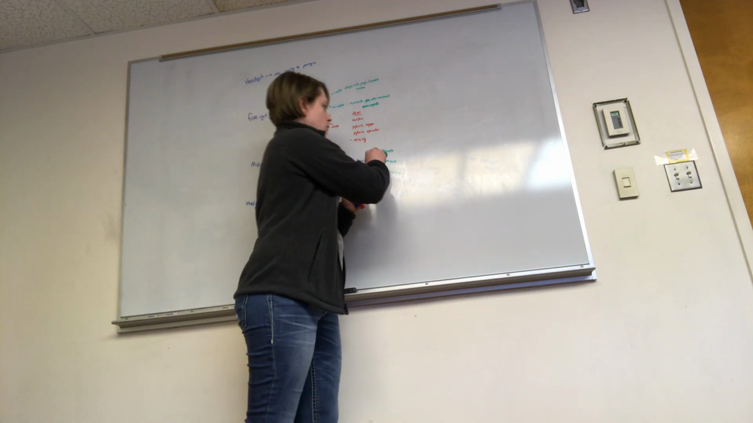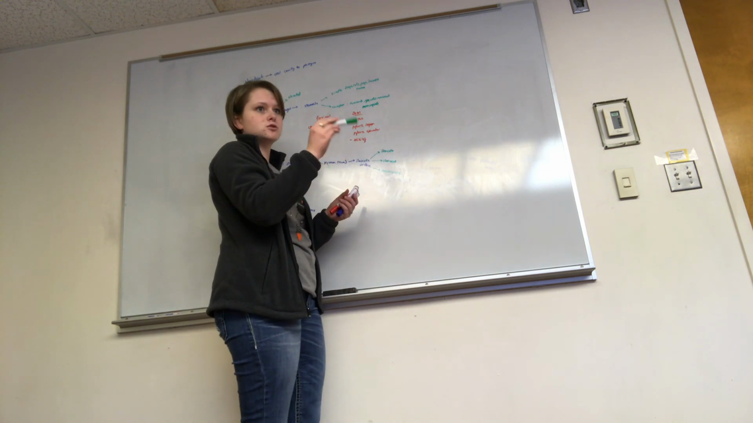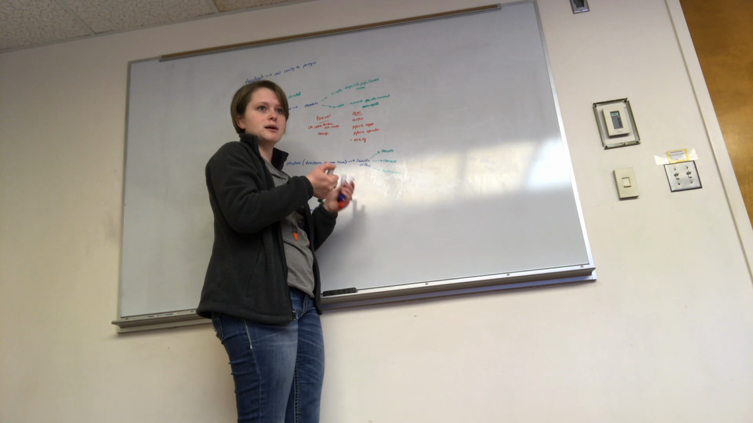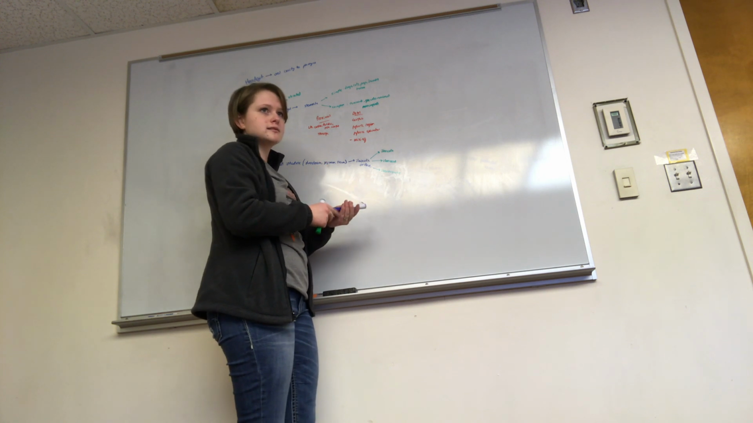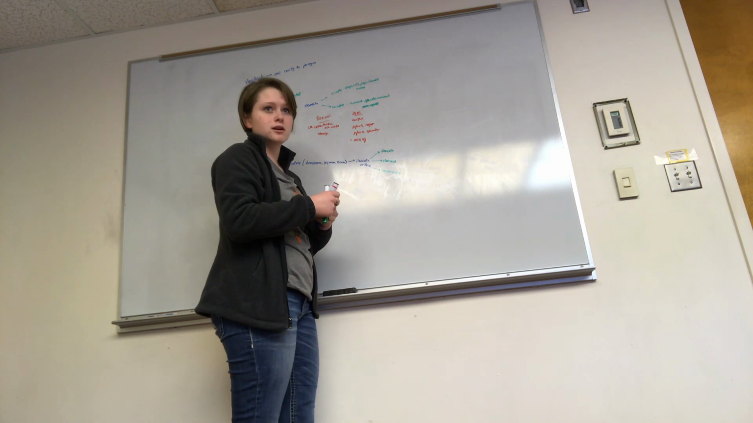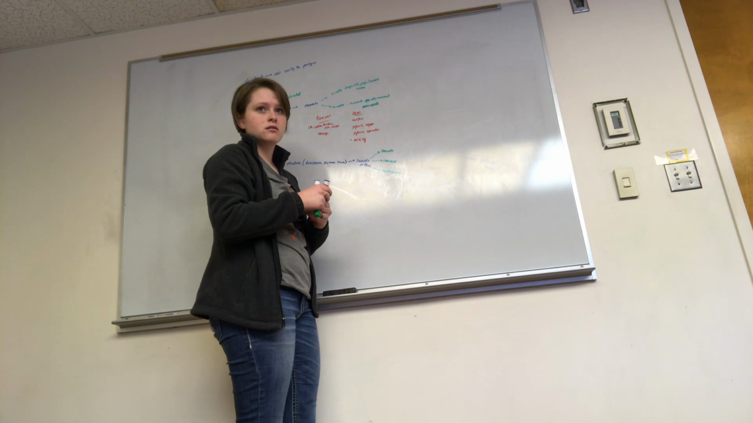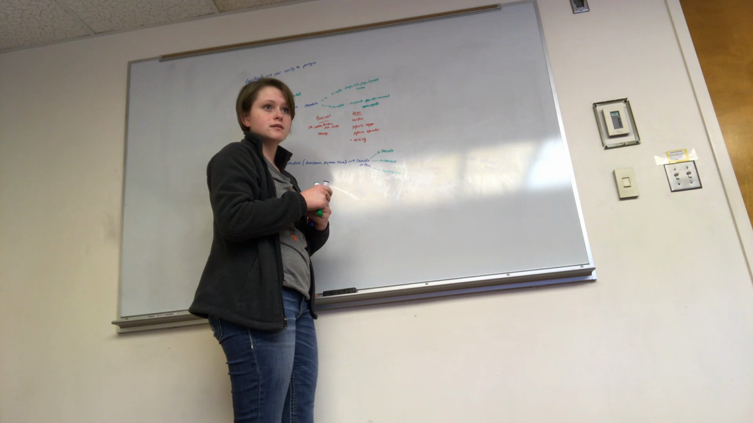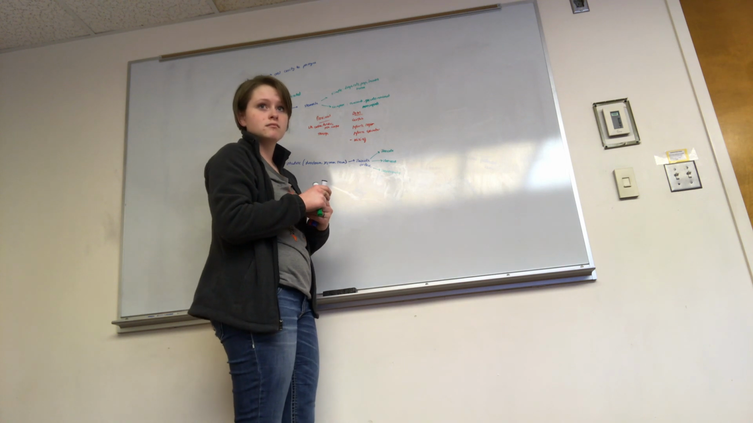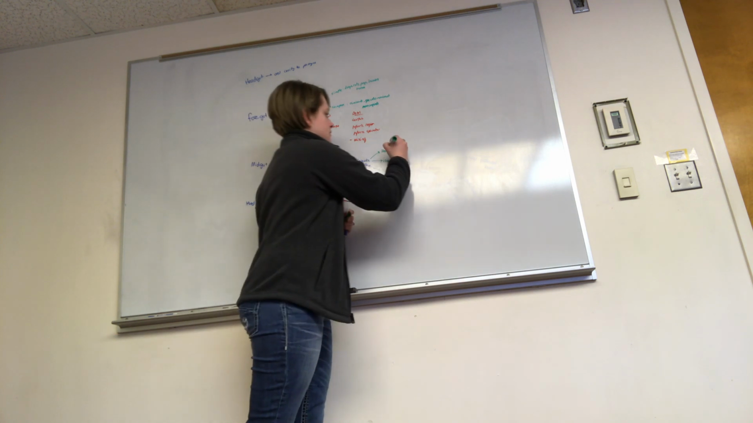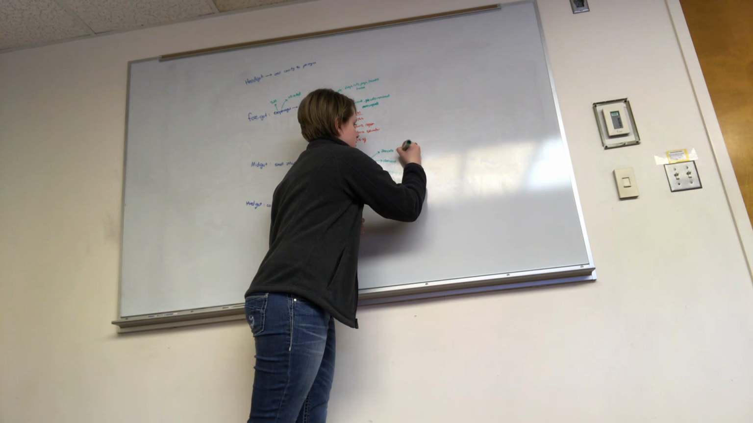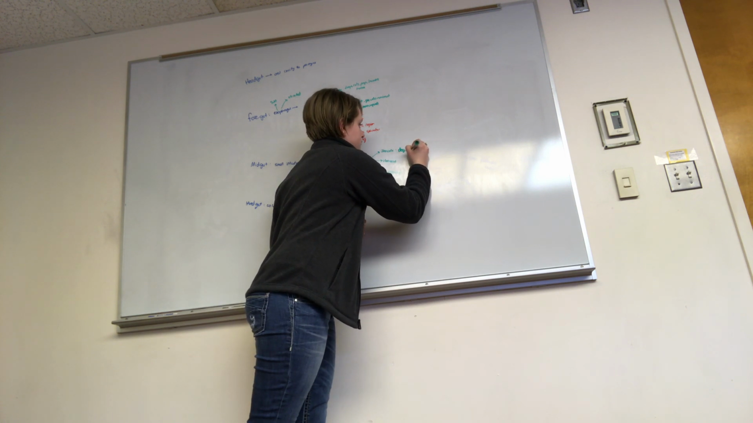So ileocolic, it goes directly from ileum to colon and basically bypasses the cecum. What species would that be good for? So you're bypassing the cecum, so it's going to be your carnivores. Yes. So dogs, cats, and ferrets.